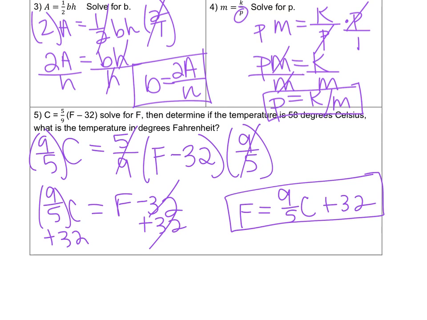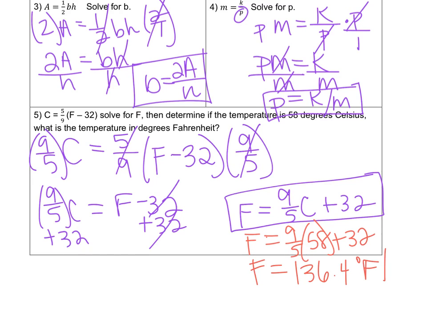So now we could easily plug in our temperature in Celsius. Let me change colors here. So now if I want to figure out what my temperature is for Fahrenheit, I could plug in 58 for C for Celsius, and then multiply it by 9/5, and then add on 32, and then that would tell me what the temperature would convert to in degrees Fahrenheit. And then whenever you go ahead and solve that, it would equal 136.4 degrees Fahrenheit. So 58 degrees Celsius would convert to 136.4 degrees Fahrenheit.